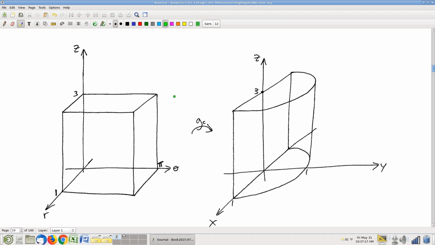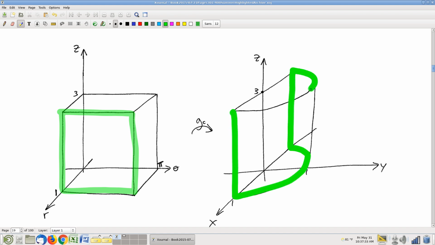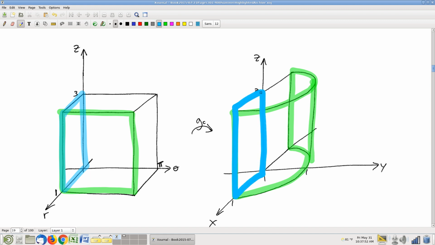How do I know? Well, let's think about this box one face at a time. That face, r is 1. r equals 1 in cylindrical coordinates in XYZ space looks like this. That's r equals 1. What is this face there? That is theta equals 0. r goes from 0 to 1, z goes from 0 to 3. So that plane goes to that plane.